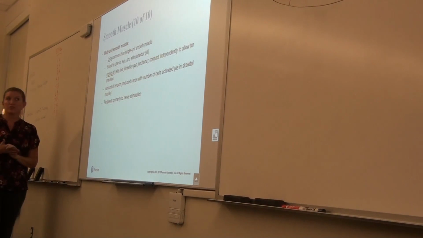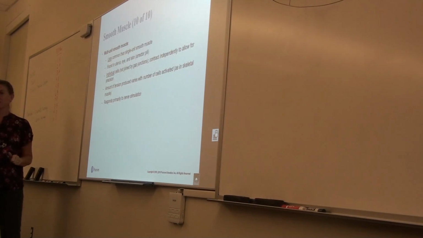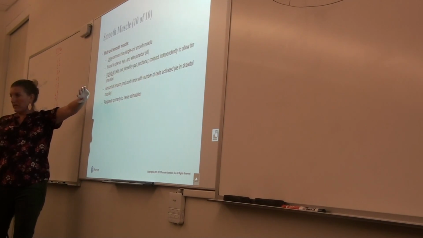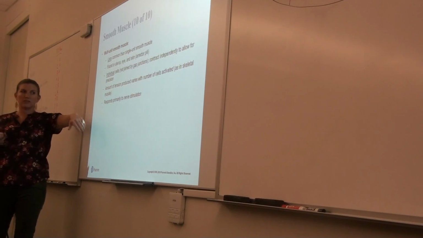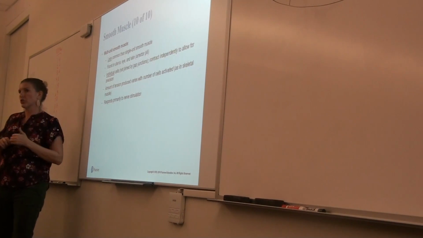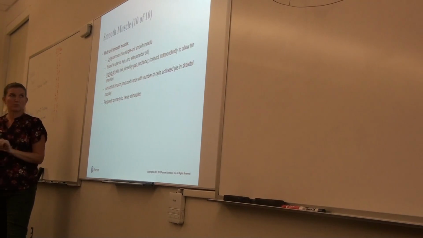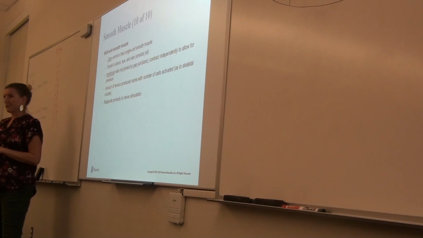So there's also multi-unit smooth muscle. This is less common. This is where there are individual cells that operate independently. These are usually related to nerves, so like the root hair plexus and the erector pili muscles of our integumentary system would be an example of that.